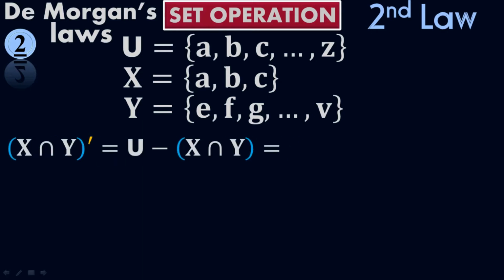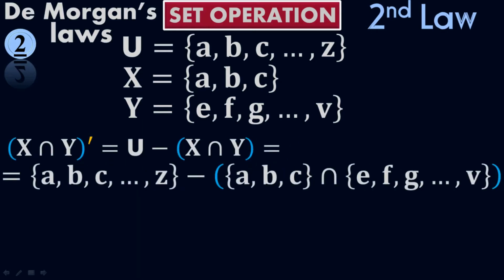From the left side of the De Morgan's second law that we have, which is (X intersection Y) the whole complement equals U minus (X intersection Y). Plug in the value of U, which is the union set, with the elements A, B, C up to Z. Plug in the value of X, which is A, B, C, and plug in the value of Y, which is E, F, G up to V.